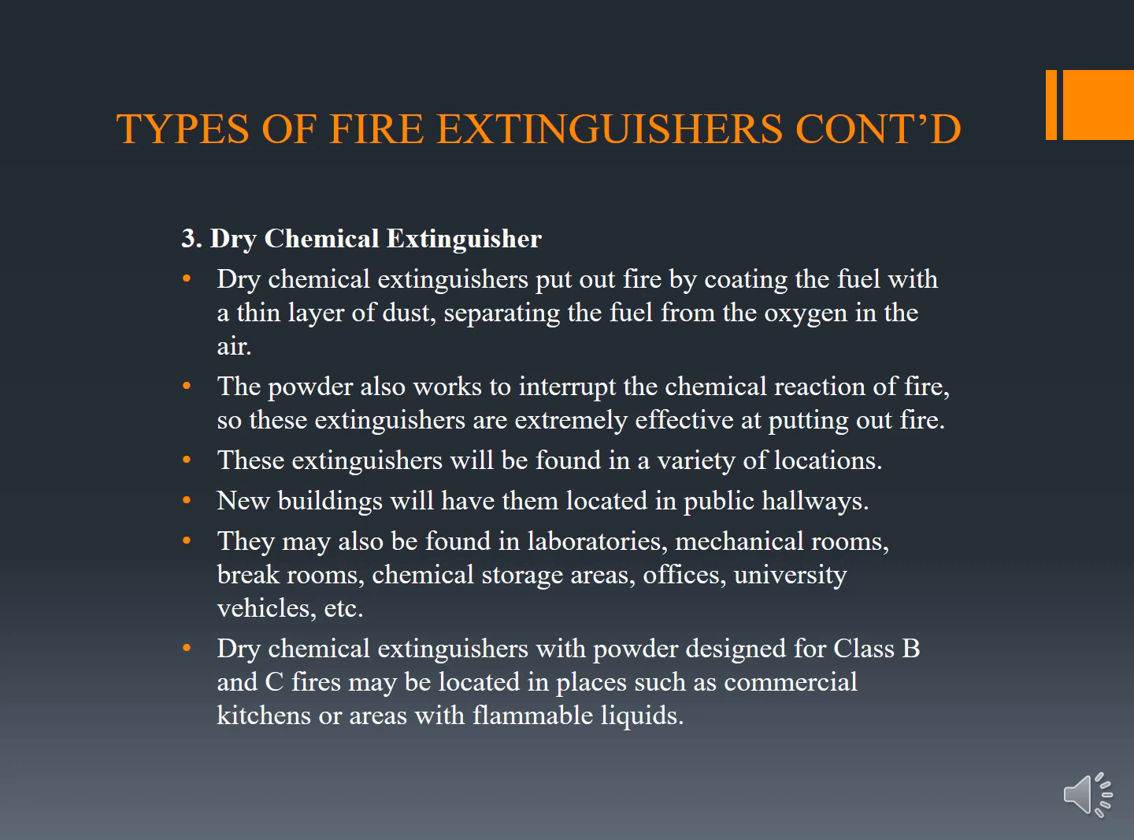And number 3 type of extinguisher, we have dry chemical extinguishers. Dry chemical extinguishers put out fire by coating the fuel with a thin layer of dust, separating the fuel from the oxygen in the air. The powder also works to interrupt the chemical reaction of fire, so these extinguishers are extremely effective at putting out fire. These extinguishers will be found in a variety of locations, and new buildings will have them located in public hallways. They may also be found in laboratories, mechanical rooms, break rooms, chemical storage areas, offices, university vehicles, etc.